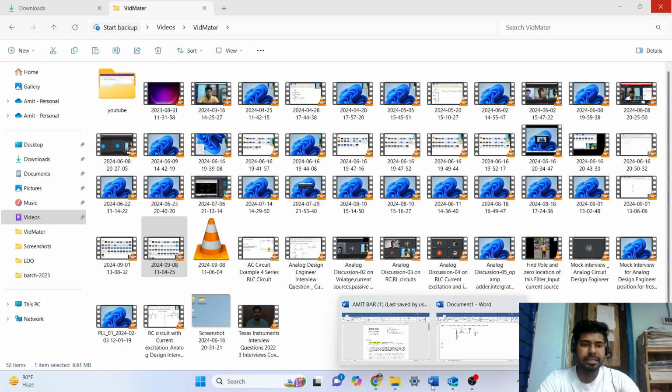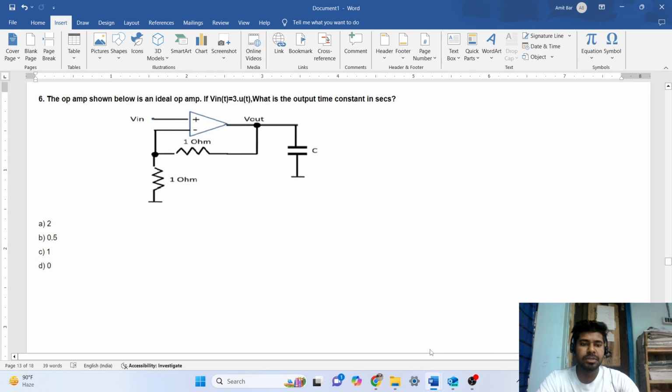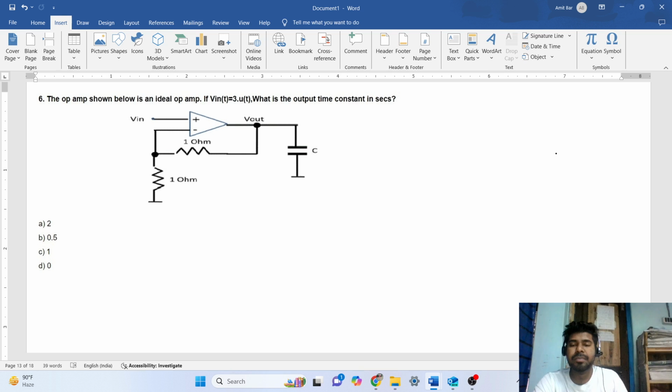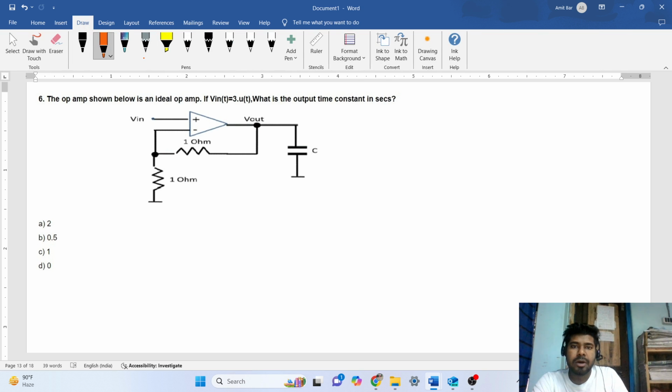Today we will be solving this interesting interview question, and this question can be asked in your online assessment test as well. This circuit is an op-amp based RC circuit, and here we have to find the output time constant, in seconds, with a Vin of 3 u(t).